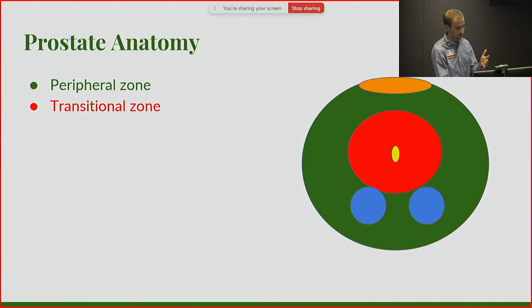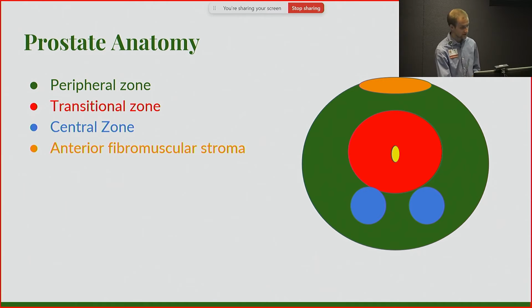The transition zone kind of surrounds the urethra, which is the yellow thing on the inside. You've got the central zone, kind of where the seminal vesicles and the ejaculatory ducts enter, and then anteriorly, the anterior fibromuscular stroma. Peripheral zone stuff that's typically more posterior is going to be really easy to hit on a standard biopsy. That's usually what you're sampling the majority of. It's the transition zone and the anterior stuff where I think MRI plays a great role, especially in diagnosis and performing a targeted biopsy.